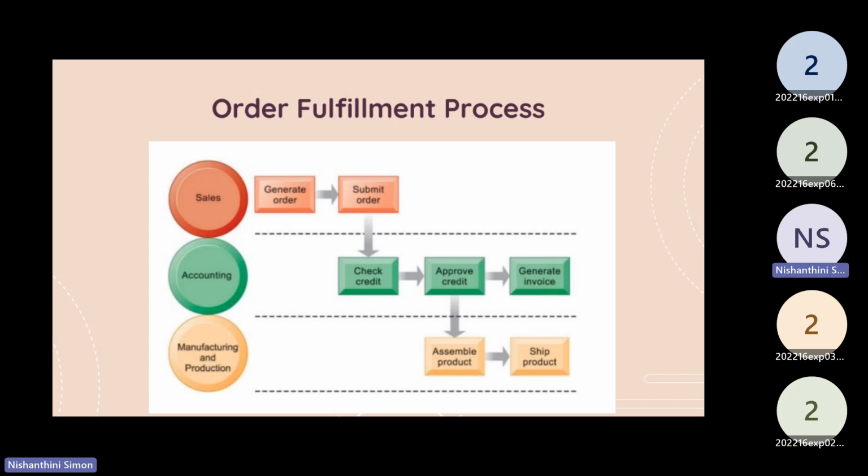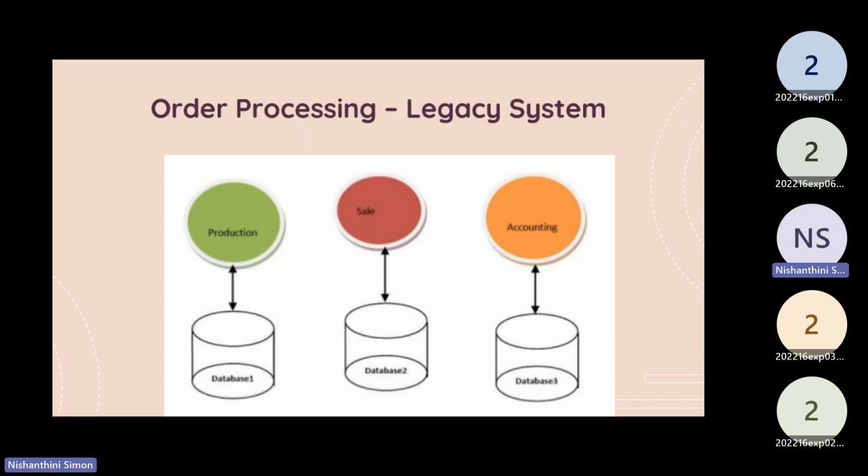So, in simple terms, we can say the sales, accounting, and manufacturing divisions are getting into this. Earlier we said organizations were using disparate systems. So if they were using disparate systems, what will happen? Each and every division is going to have their own system, or they will be saving and keeping their own data, and they will be working on it.